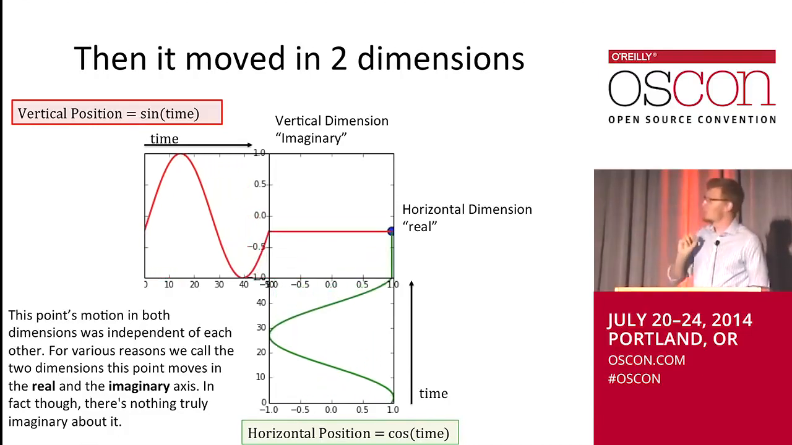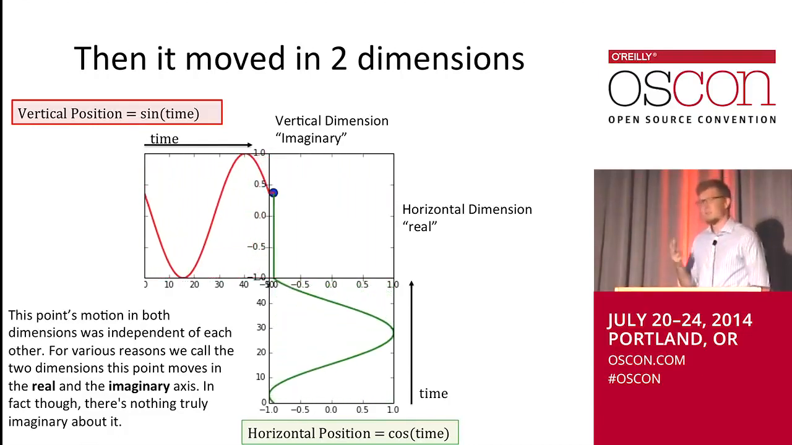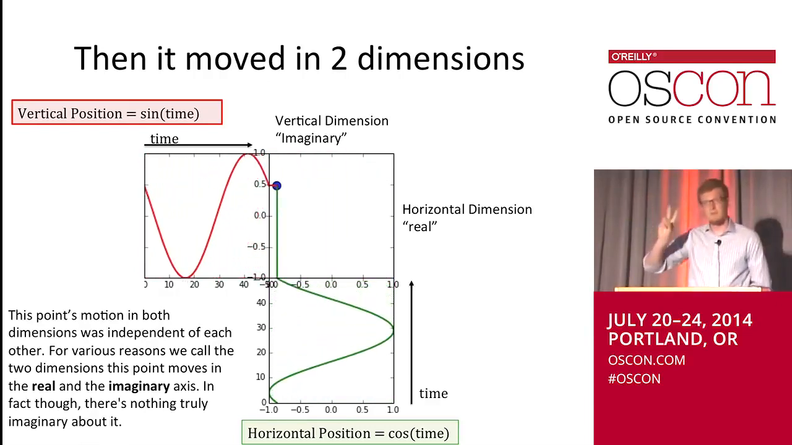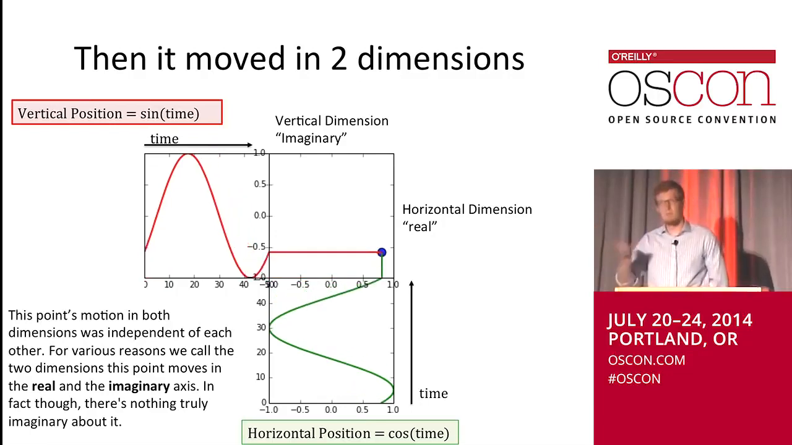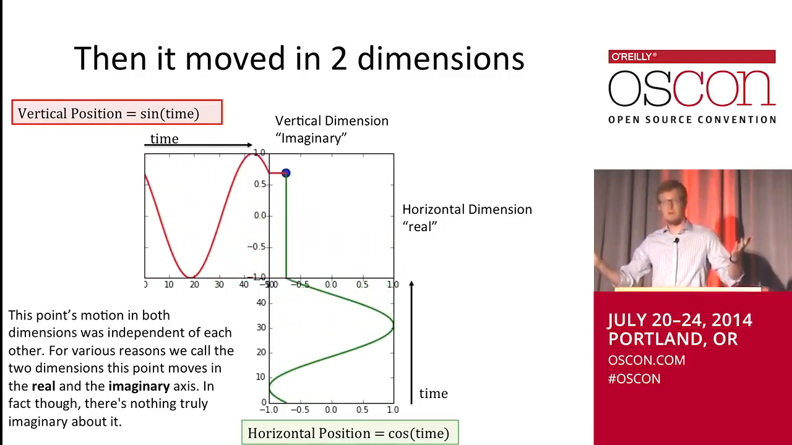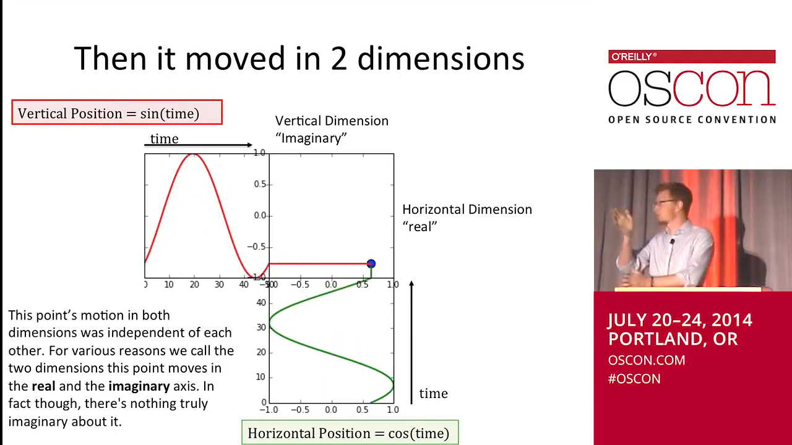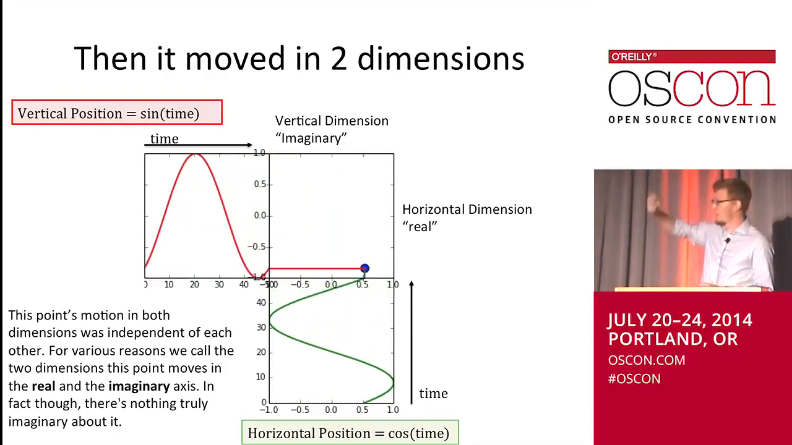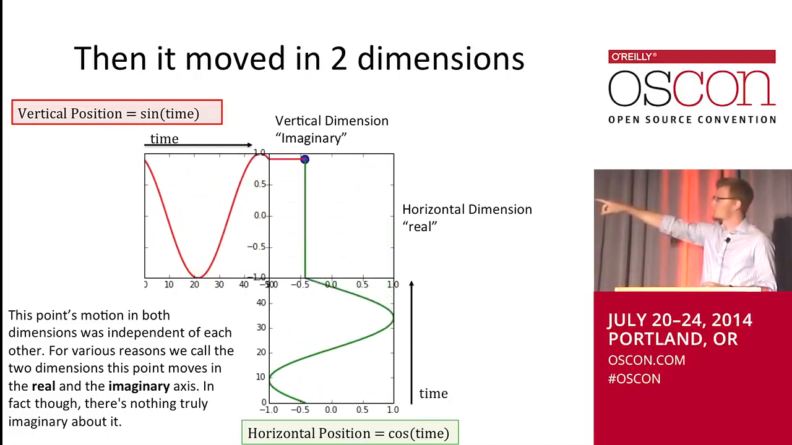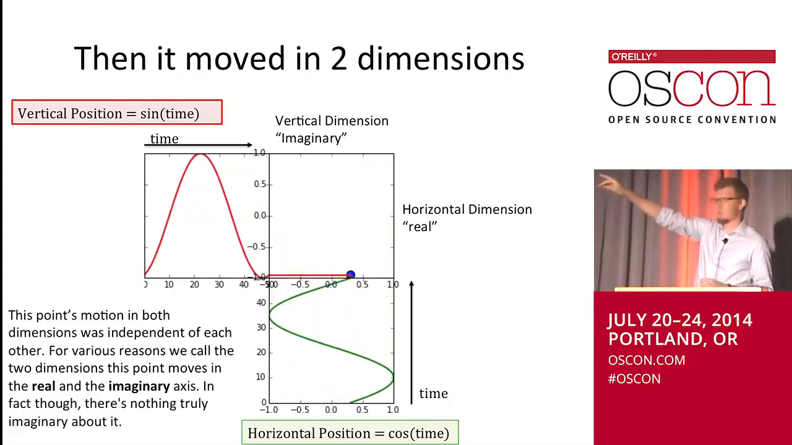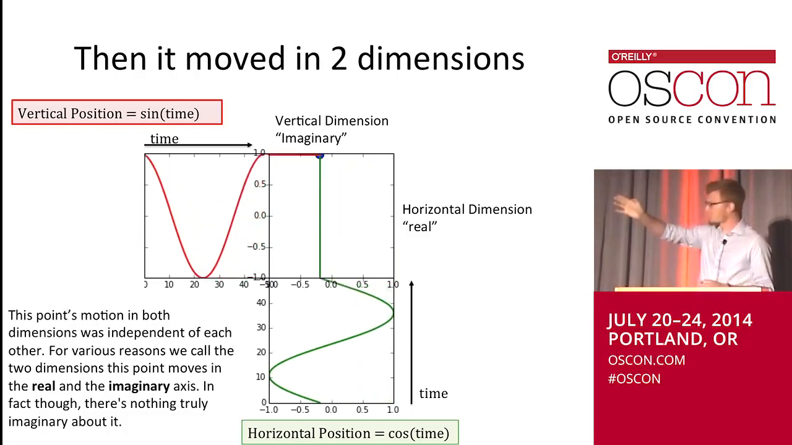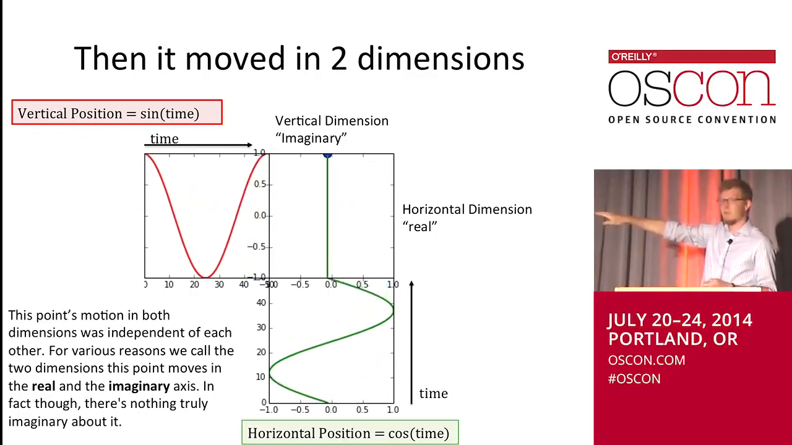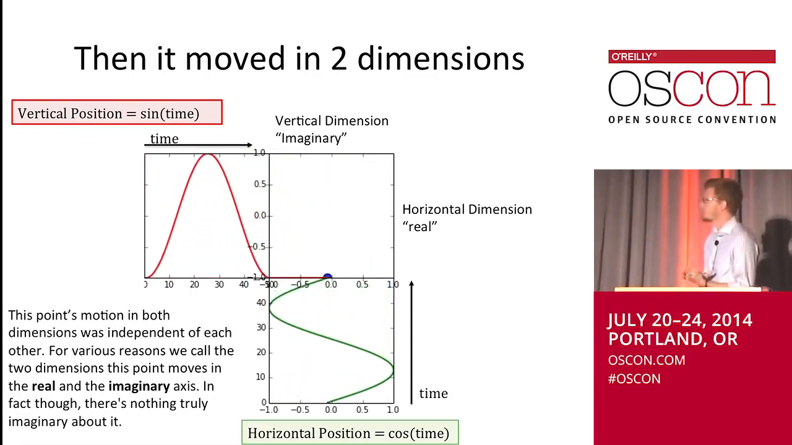But this particular point was not content to exist in one dimension only. No, it wanted to move in two dimensions. But these two dimensions are independent. So just like the previous slide, this point, which is moving in two dimensions, is oscillating back and forth on the horizontal dimension, but is also oscillating up and down on the vertical dimension. So the vertical position is described by the sine function, and the horizontal position is described by the cosine function. As you can see in red, I'm drawing out the sine function over time, the vertical position, and the cosine function is drawing out the horizontal position in green.